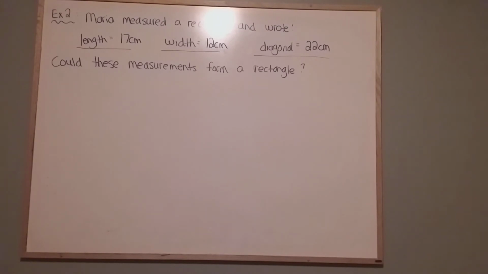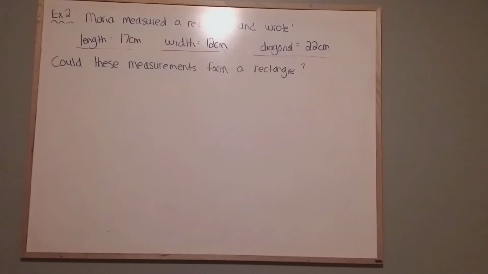Example 2. Maria measured a rectangle and wrote the length is equal to 17 centimeters, width is equal to 12 centimeters, and the diagonal is 22 centimeters. Could these measurements form a rectangle? So they are asking you, does this form a rectangle? How can we know that?